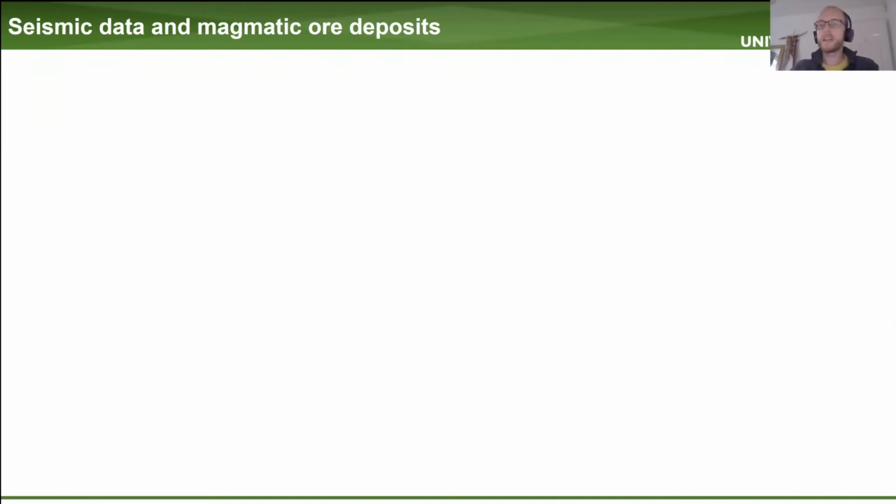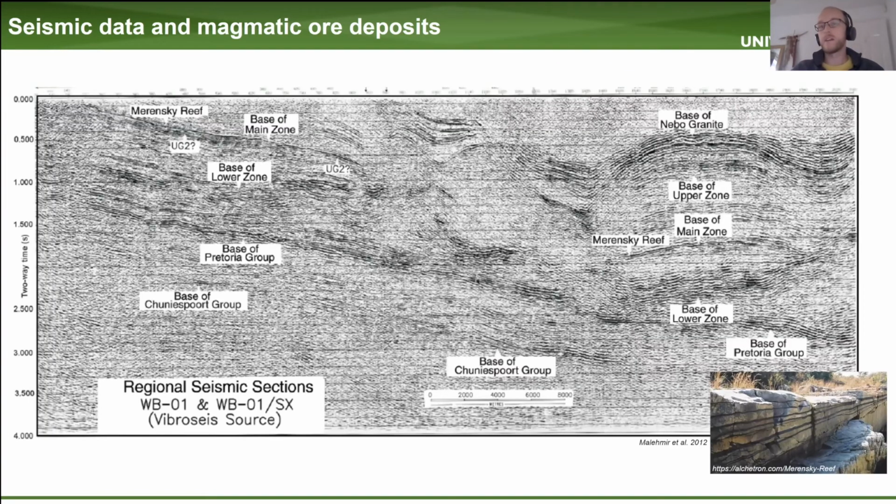And seismic data has been used to look at magmatic ore deposits as well. There's a lovely example the other month of some work that's been done on the Nova-Bollinger deposit, and some beautiful 3D seismic reflection imagery of that. I just wanted to show a couple of examples from the Bushveld.